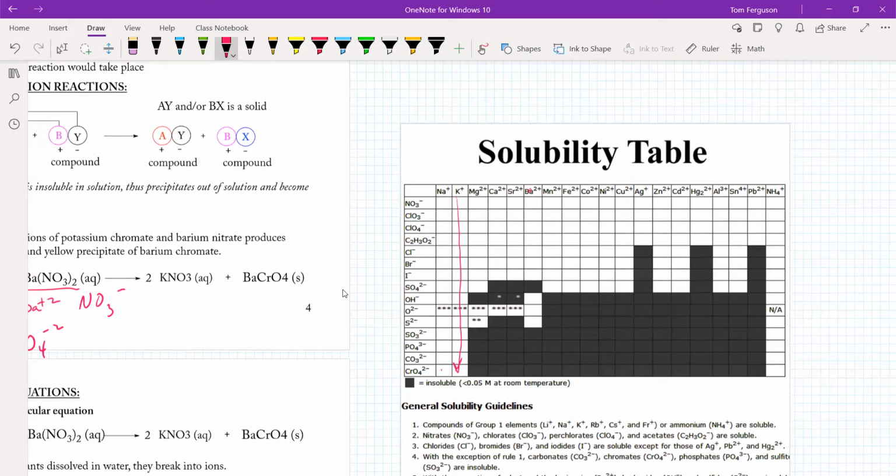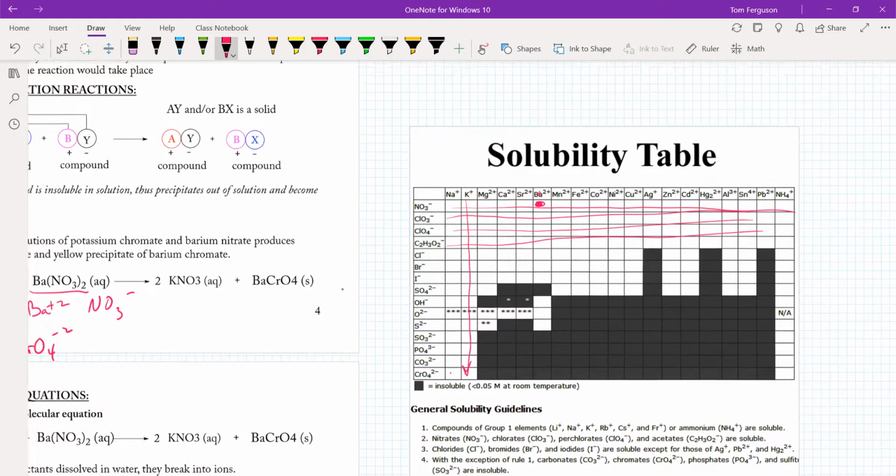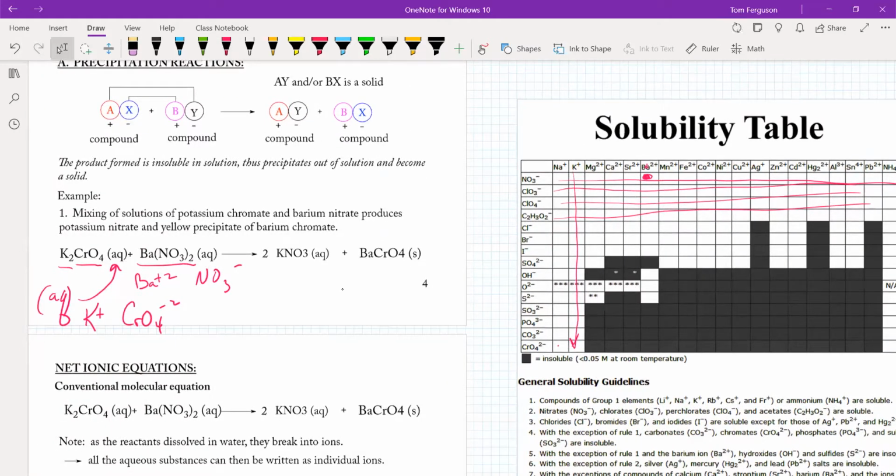Here's barium, here's nitrate. So barium nitrate is also soluble. That's why they write it as aq. Notice that all the nitrates will never form a solid. However, when we mix these two together, we have new combinations.